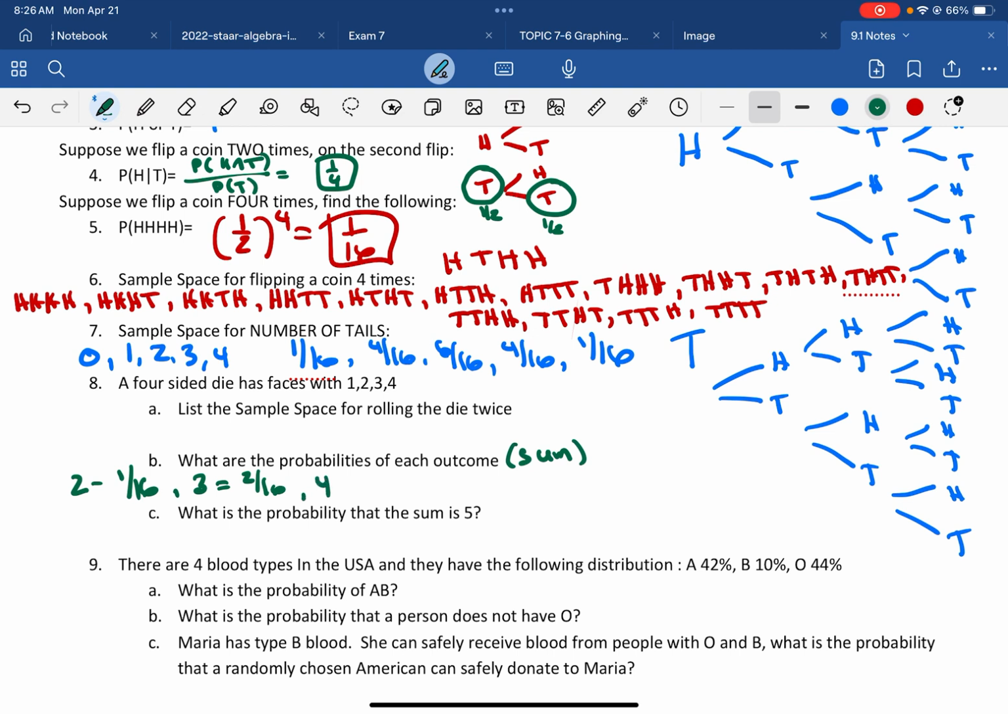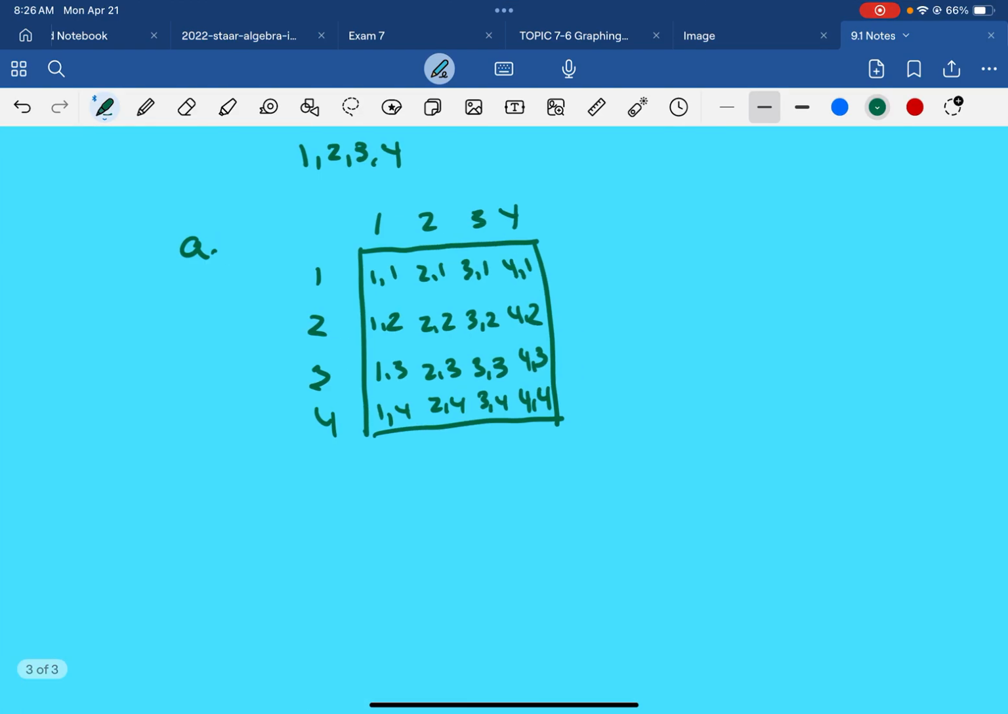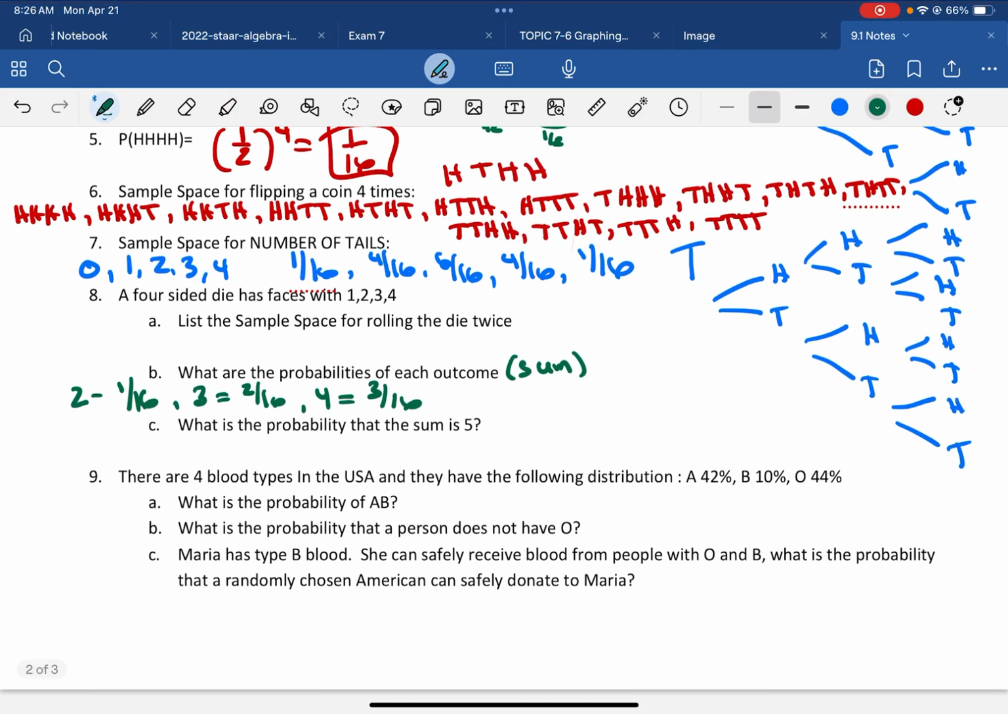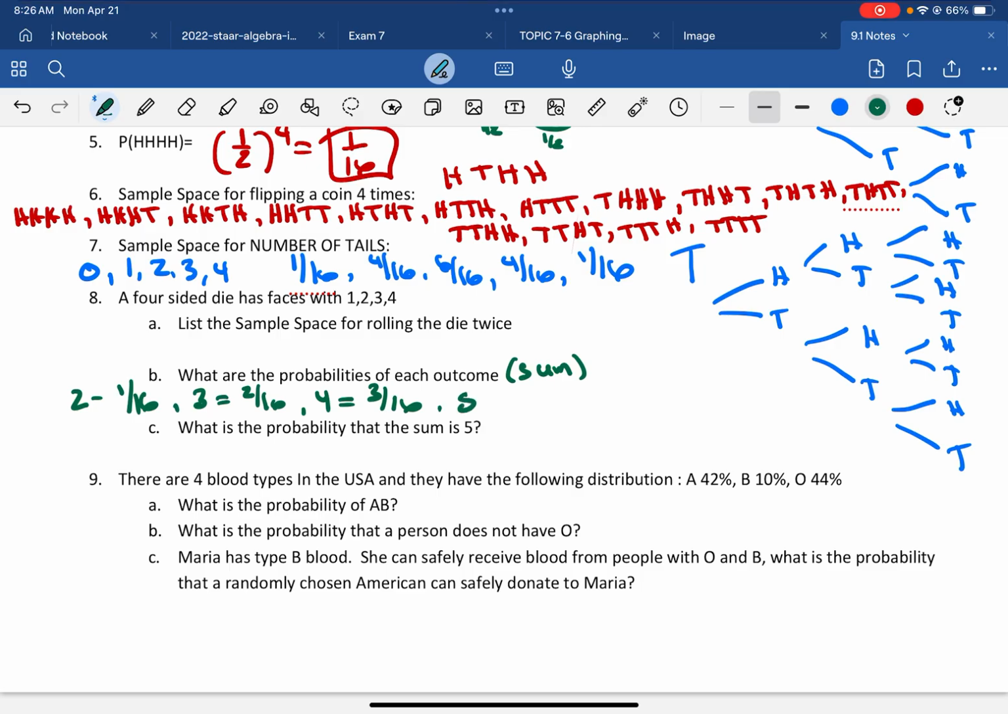The probability that the sum is 4. It happened 3 times. This diagonal row right here, those are the 3 times that it happened. The probability that the sum is 5 is 4 out of 16. Sum is 6 happened 3 times, 3 out of 16. Sum is 7 happened 2 times. And then finally the sum is 8, and it happened 1 time, 1 out of 16.